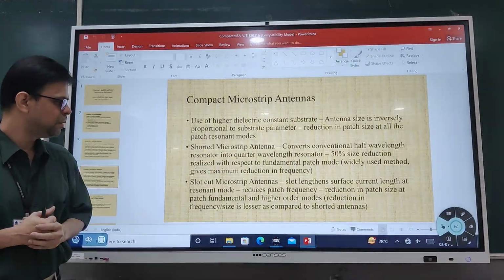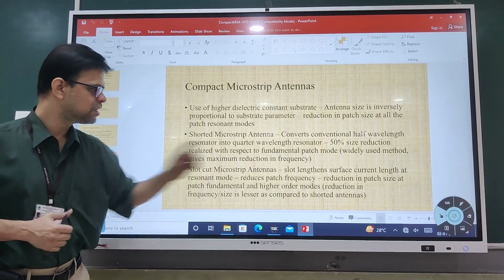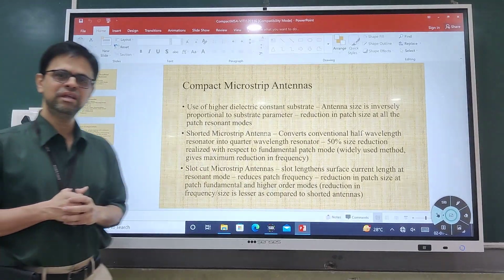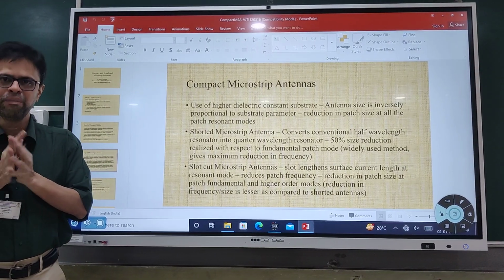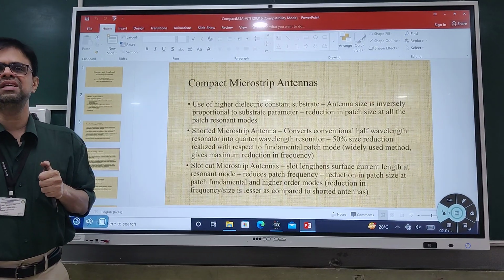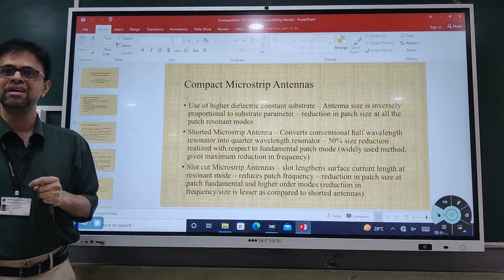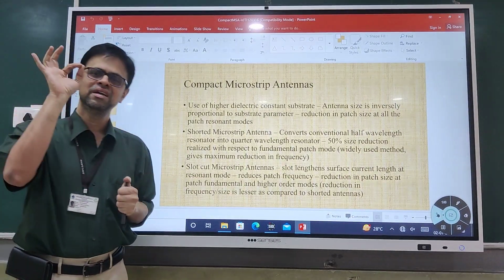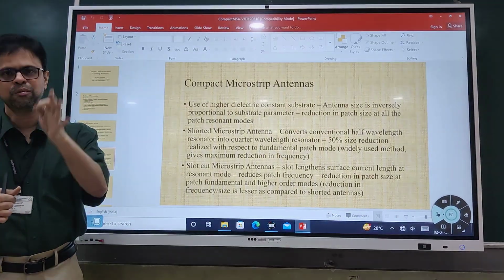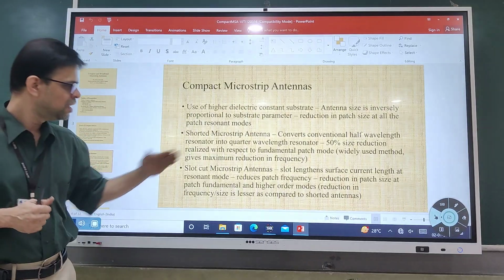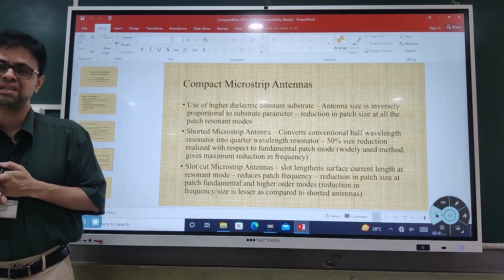The third technique to realize a compact antenna is a slot cut microstrip antenna. Now, slot cut designs are famous for realizing a broadband response, but the role of slot in realizing broadband response and the role of slot in realizing compact design are different. Their positions and their functioning are all different. So one has to carefully select the position and the dimensions of the slot at an appropriate location in the microstrip antenna so that a compact operation is realized.